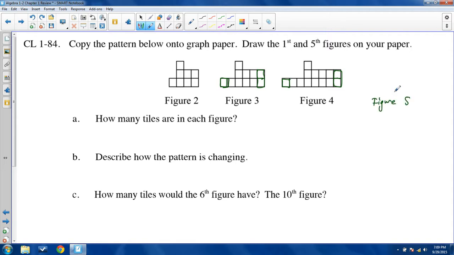Now, this is not going to be a good looking drawing. I already promise you that. It's going to look pretty bad.